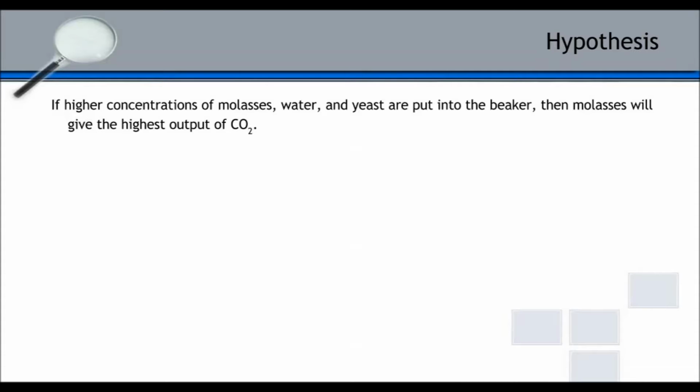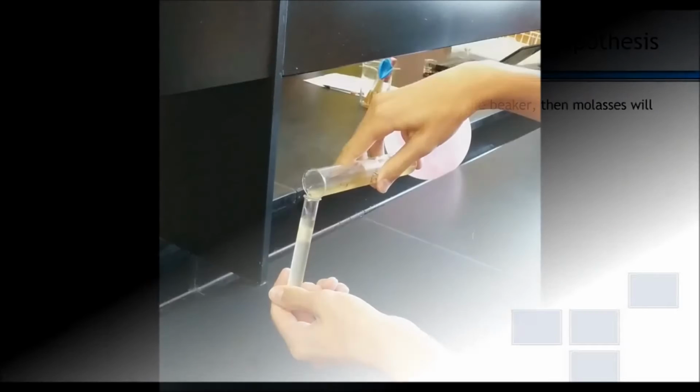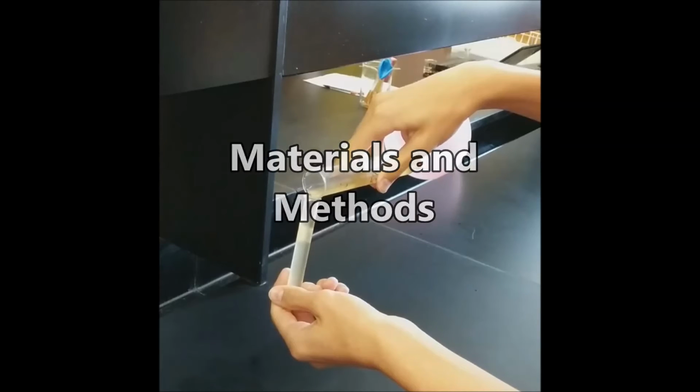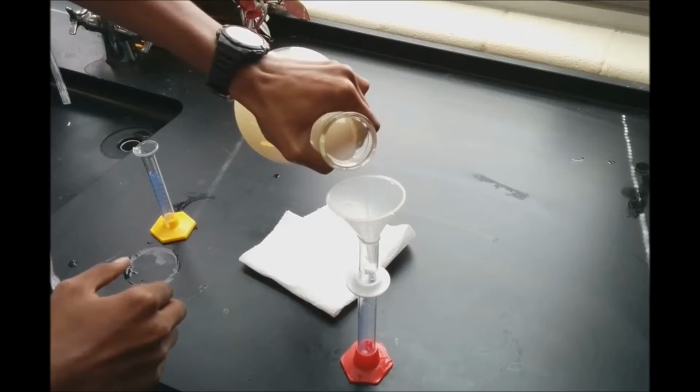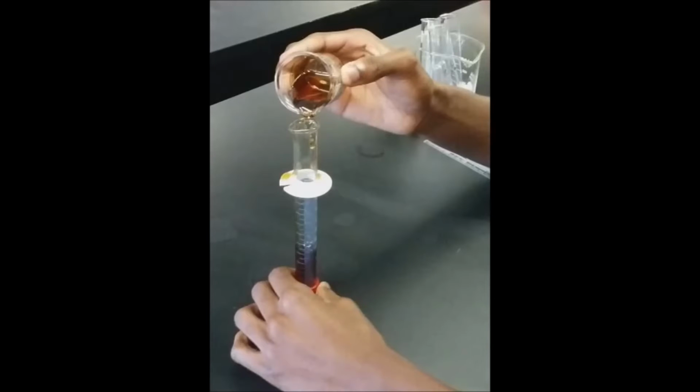Our hypothesis was that if we used higher concentrations of molasses, then we would get more carbon dioxide from fermentation. For this lab, we used some basic lab stuff like beakers and test tubes, some balloons, yeast, and molasses. And basically what we did was we put the yeast solution in a large beaker, and then we used the test tube for molasses.